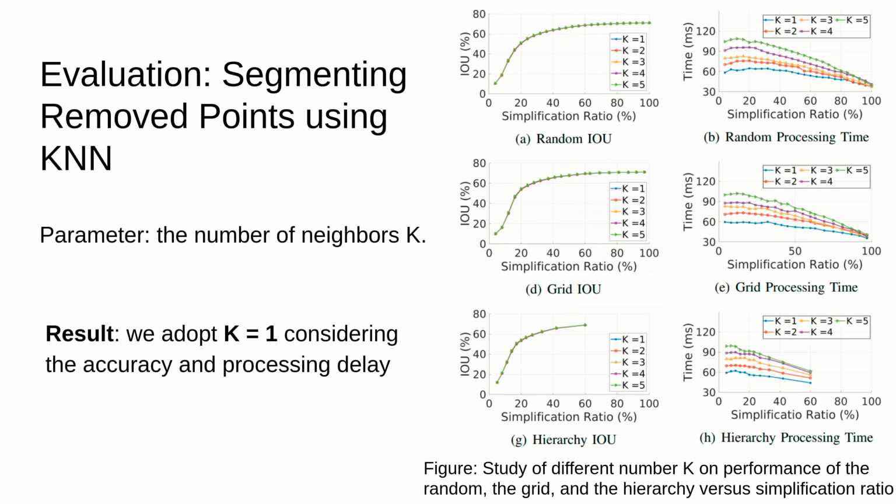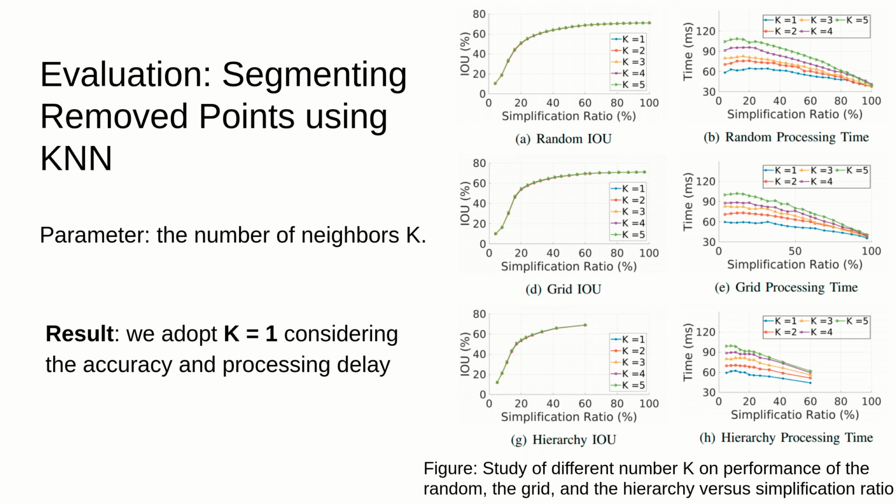There is one parameter in KNN segmentation for removed points, that is the number of neighbors K. We conduct experiments to determine the optimal K value that achieves high system accuracy and low KNN processing delay. The figure on the right side shows the KNN performance. The first column shows that the different K does not affect the system accuracy. The second column shows that K equals 1 has the least processing delay.